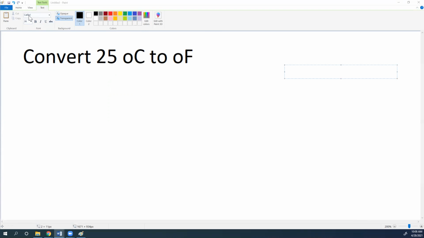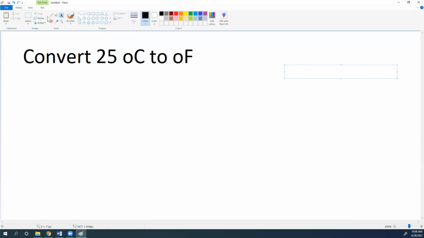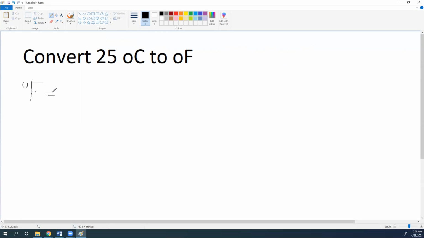So my equation is degrees Fahrenheit equals 9/5 times degrees Celsius plus 32. 5/9 is going the other way around. So what do you get?